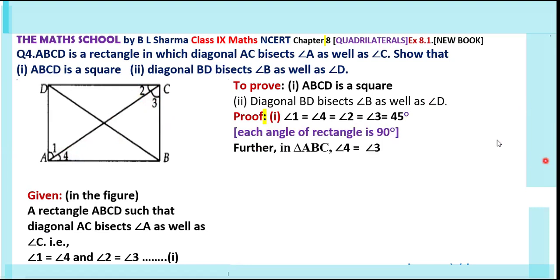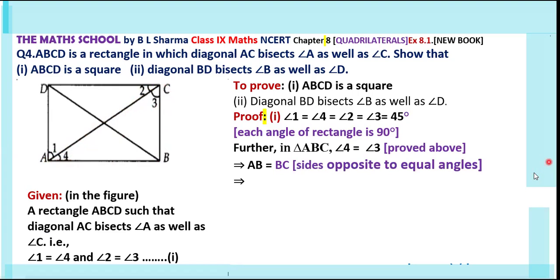Further, in triangle ABC, angle 4 is equal to angle 3. This angle 4 and this angle 3 are equal. So in triangle ABC, since angle number 4 is equal to angle number 3, the two angles are equal. That is why their opposite sides will also be equal. There is a theorem that sides opposite to equal angles of a triangle are equal. That is why AB is equal to BC. So all sides are equal.